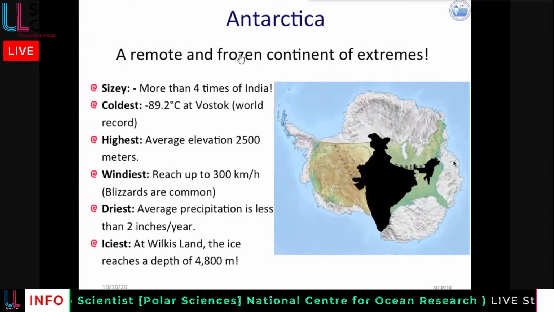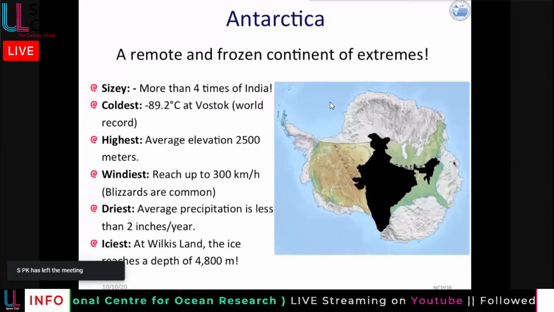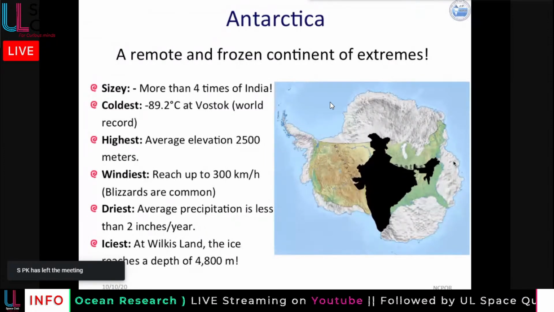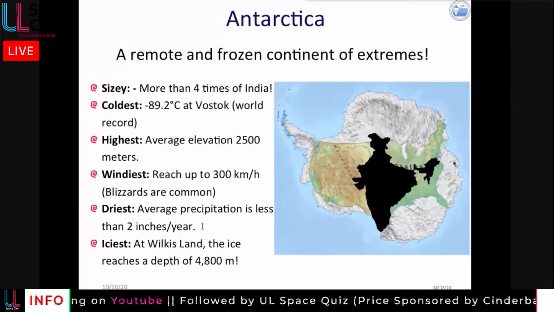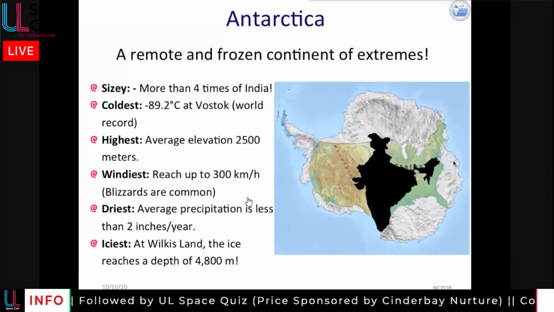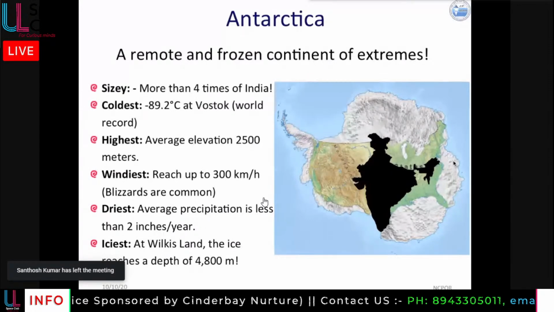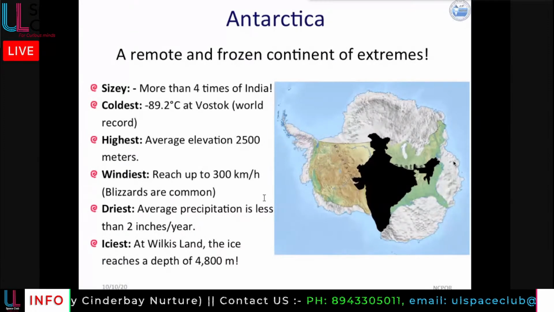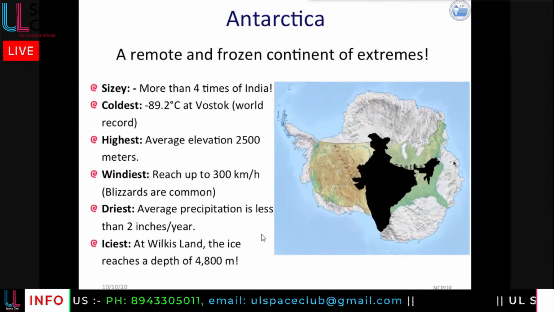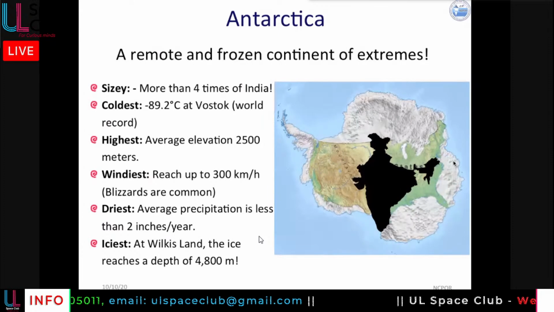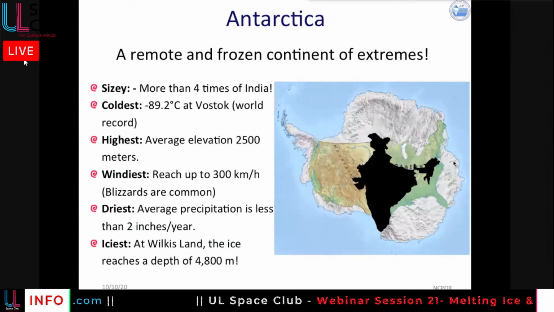And compared to any other continent across the globe, Antarctica is the highest, with an average elevation of about 2,500 meters. Mainly because Antarctica is a continent like any other continent. On top of that, because its temperature is so low, we have frozen ice as thick as 4 kilometers in some places. So altogether, the elevation of Antarctica is much higher than any other continent. It's also one of the windiest places on Earth, with winds as fast and furious as about 300 kilometers per hour. Typically we call them blizzards. They're very common in Antarctica.